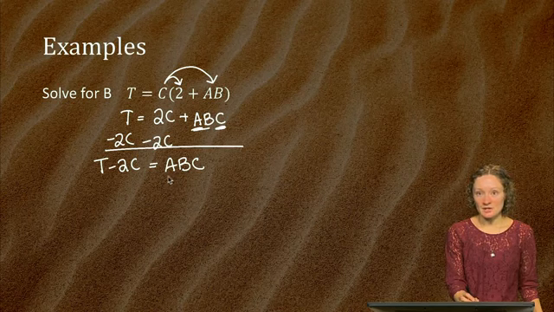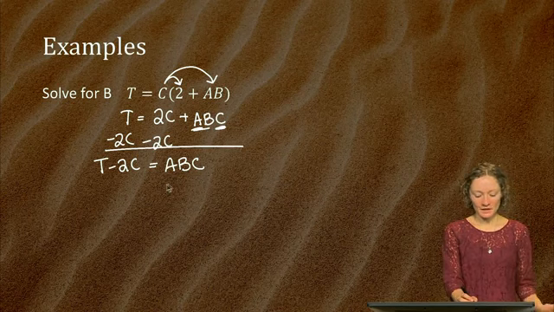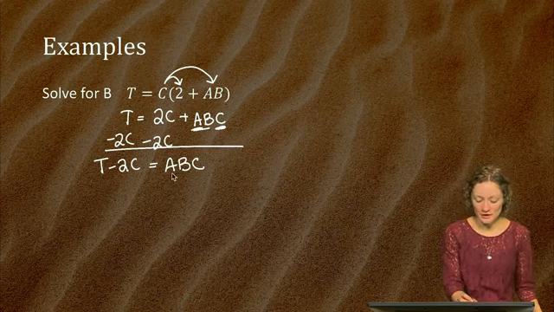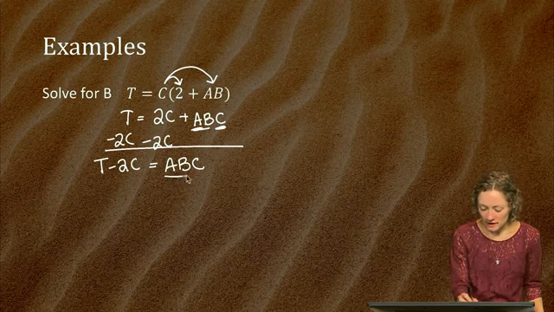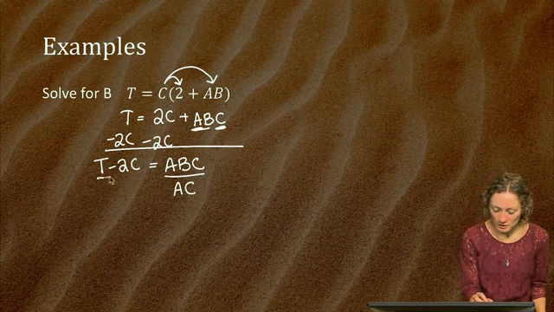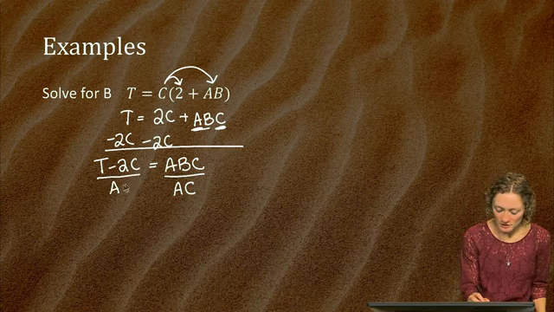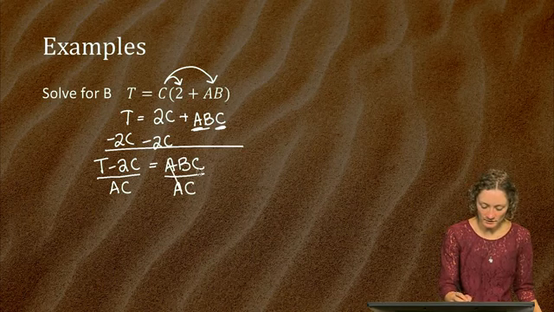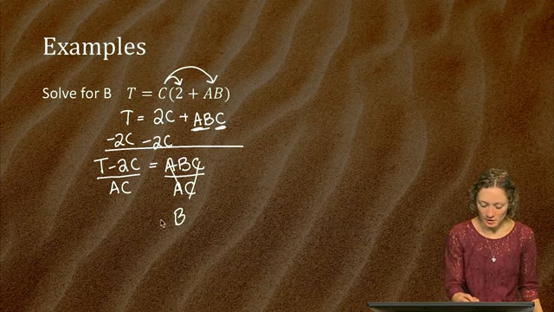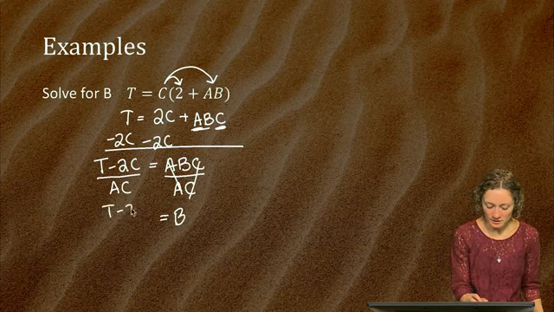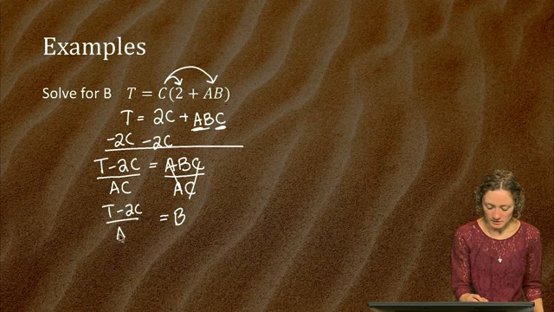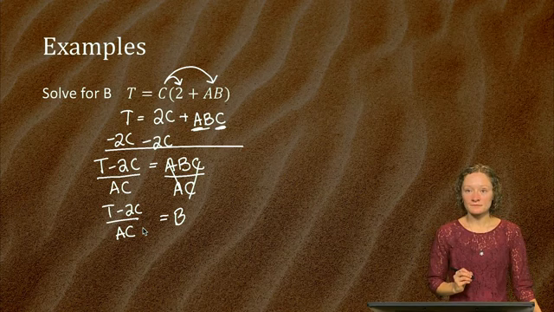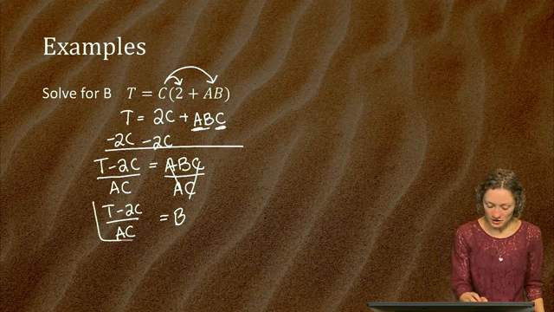And then our last step is to undo the multiplication. This one looks a little different because we have 2 things being multiplied by it, but it's fine. We can undo both of them at the same time. Undo with division. So if I choose to leave it underneath everything, A and C, gone, we have B equals T minus 2C over AC. This is one way to view this solution.